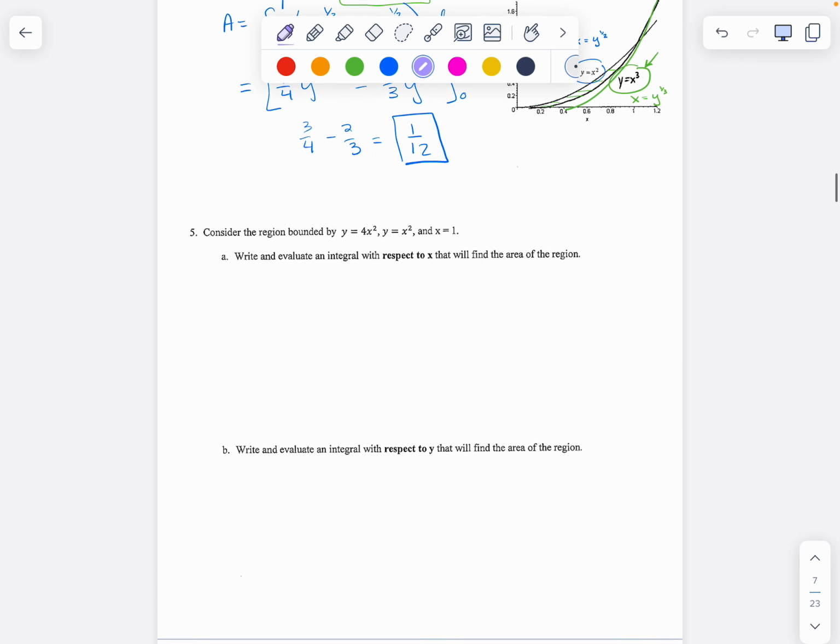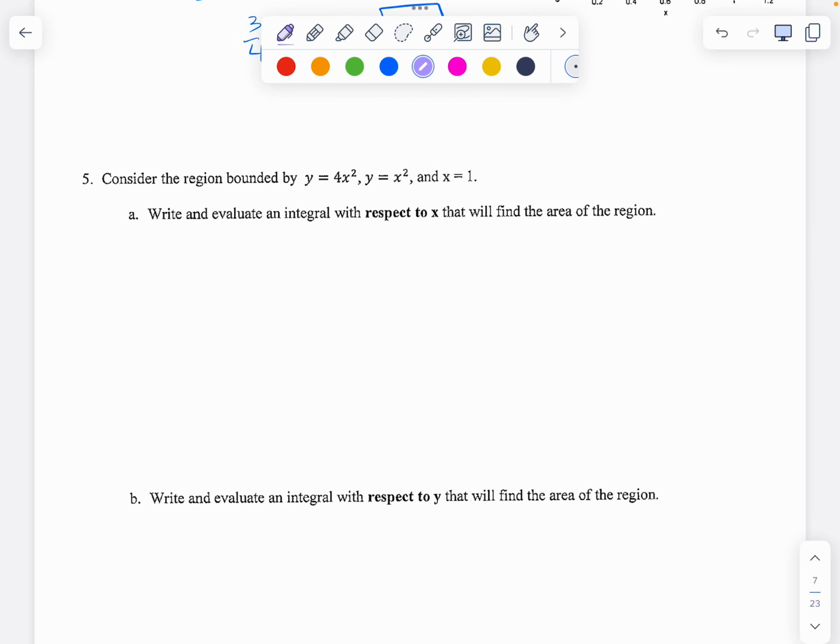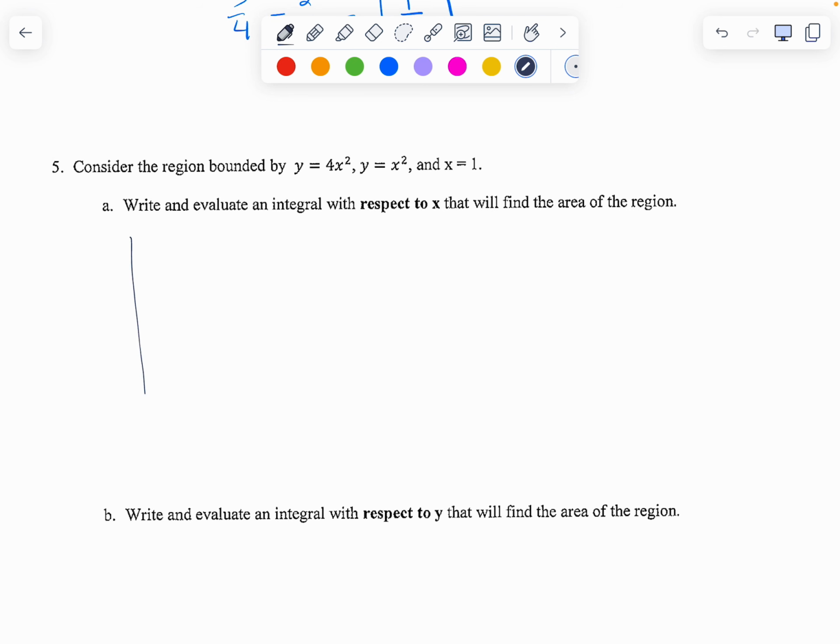Okay, so let's look at this next one. We're going to consider the region bound by y equals 4x squared, y equals x squared, and x equals 1. So first thing, let's draw a little sketch. So it's two parabolas. And this is where x equals 1. This one, the point is at 1 comma 4, and this point is at 1 comma 1.